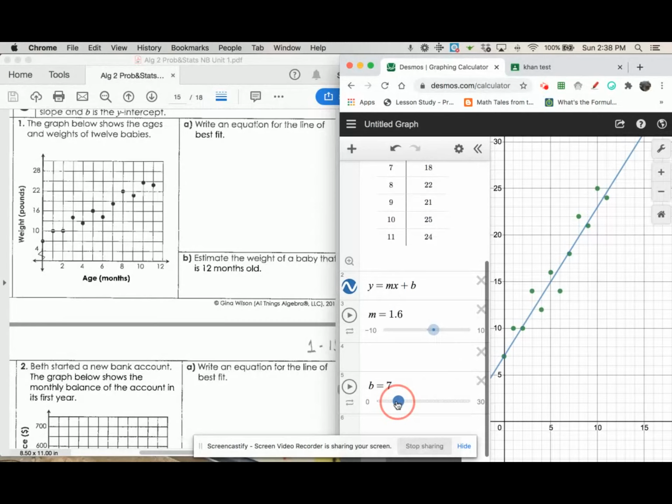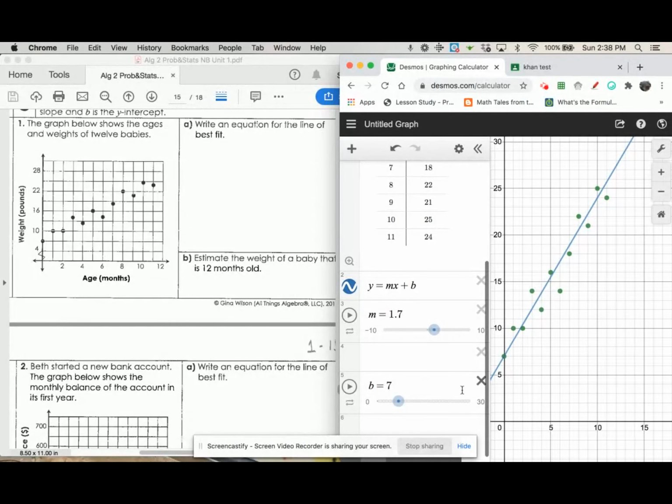Between 7 and 8. At 7, I've got some points above and below. At 8, I think the ones above are closer, so I'm going to stick it right at 7. Let me just try my slope again, see if I can adjust that a bit. That looks a little better. So now my points are on either side, like the line goes through the middle of everything.